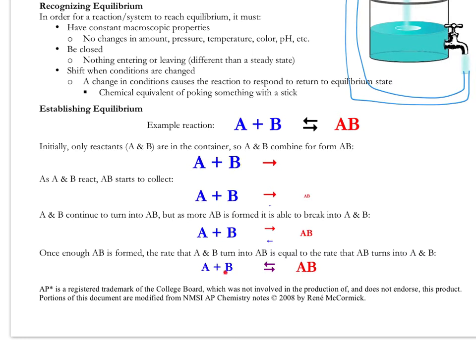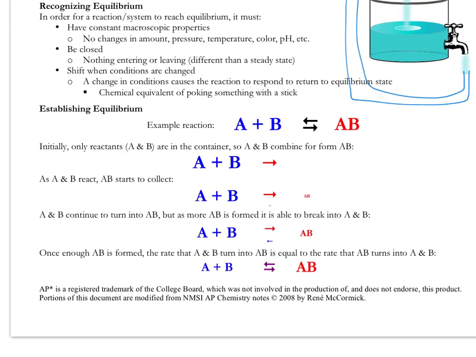When I have only A and B, the only thing they can do is combine. If I have only AB, the only thing this can do is decompose. So as these go down, they combine more slowly. As this goes up, it decomposes more quickly. And at a certain point, the rate at which A and B turn into AB equals the rate at which AB turns into A and B, and we get to equilibrium. We are still doing the process, A and B into AB, AB into A and B, but the amounts of each are not changing over time.